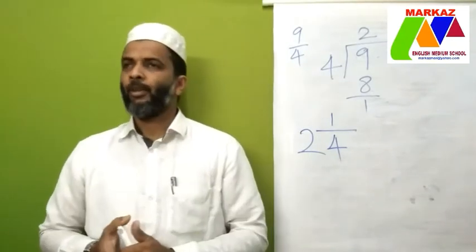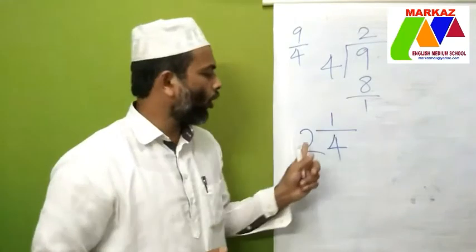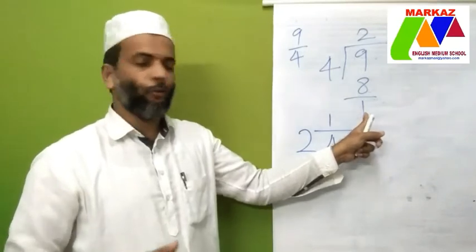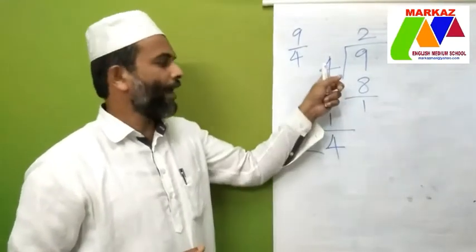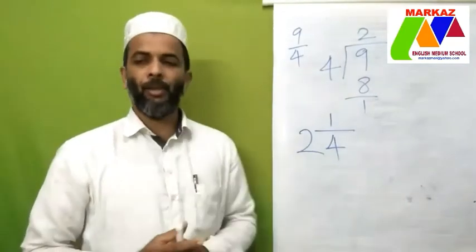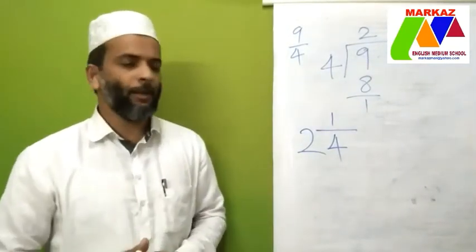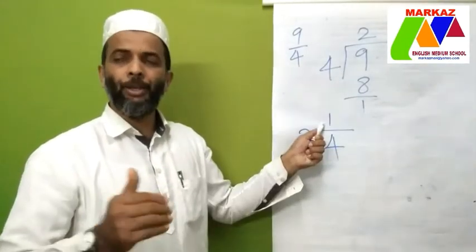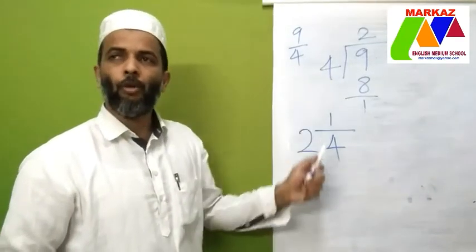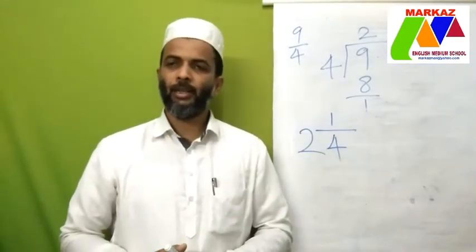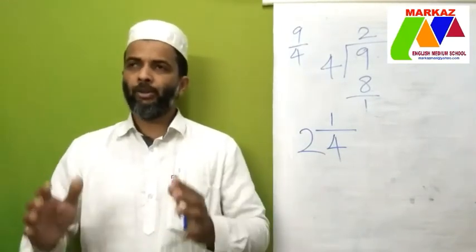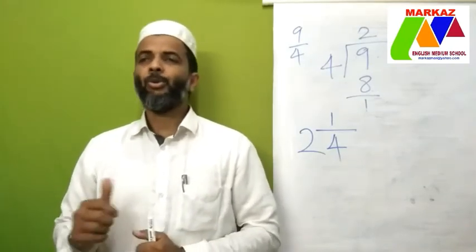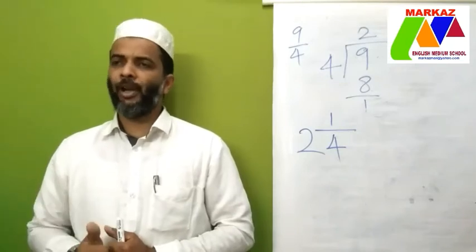In a mixed fraction, the quotient forms the whole number, the remainder forms the numerator, and the divisor forms the denominator. Is it clear? All of you clear about 3 fractions? Yes. Okay. Next, how to convert a mixed fraction to an improper fraction?